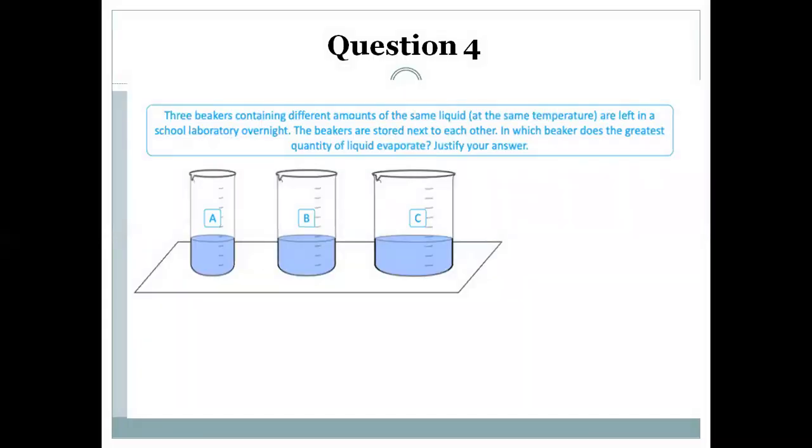Question number 4. Three beakers containing different amounts of the same liquid, at the same temperature, are left in the school lab overnight. The beakers are stored next to each other. In which beaker does the greatest quantity of liquid evaporate? Justify your answer. So A, B, C.